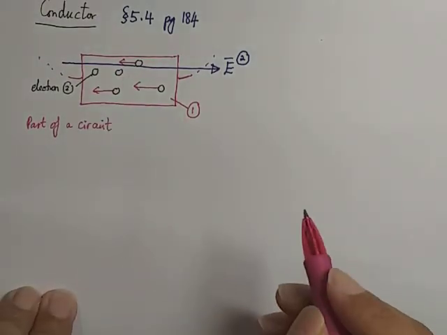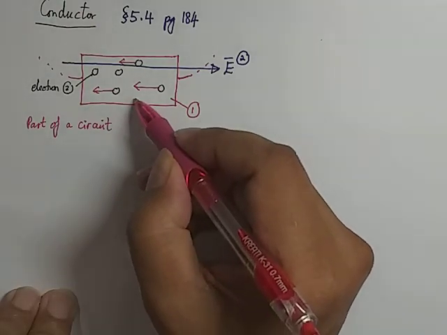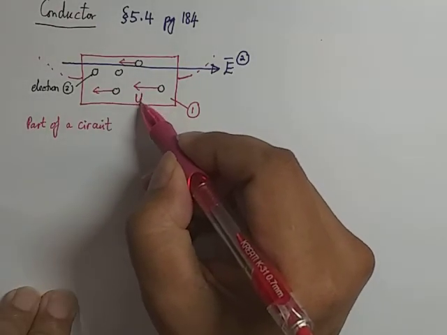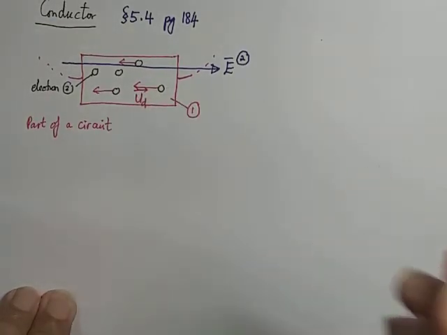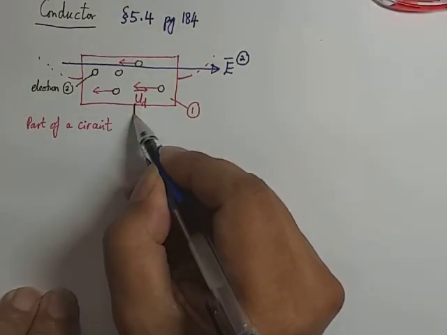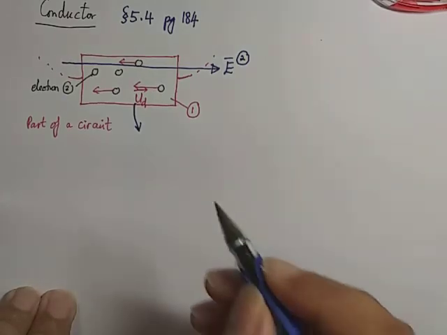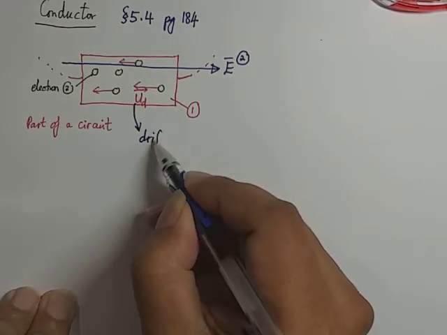And there's a name given to this movement of electron. We call this velocity UD. U stands for velocity, D stands for drift. So for a conductor, the velocity is given the name drift velocity.